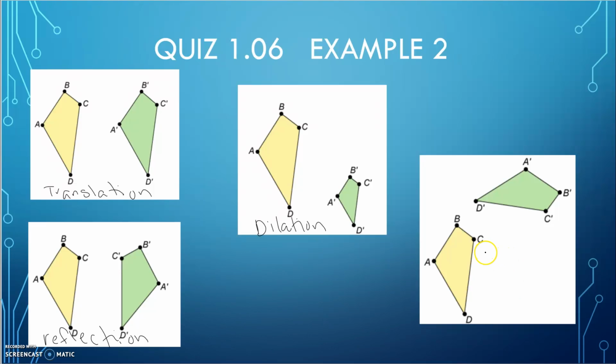And here we have what is a rotation. It seems like from a point here, our shapes have rotated, and now point C is over here. So this is a rotation. And that's example 2.